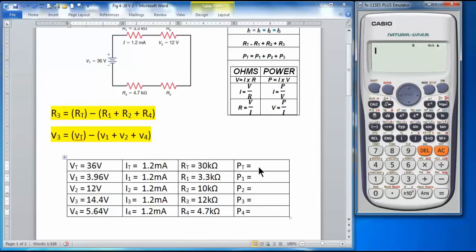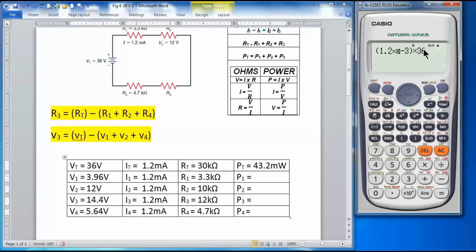So we've saved power till last. Looking at our power formula, PT is going to be equal to IT times VT. So let me punch in my IT value. I take my current of 1.2 times 10 to the negative 3, which is 1.2 milliamps, times 36 volts. I hit equals, and this gives me the answer of 43.2. I'm looking for power, so it's milliwatts.